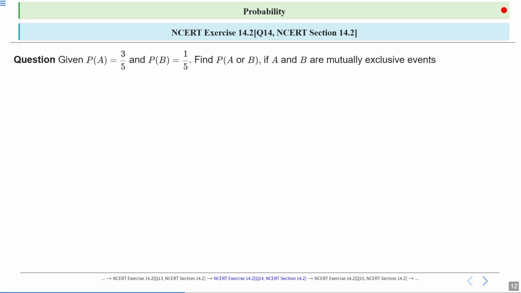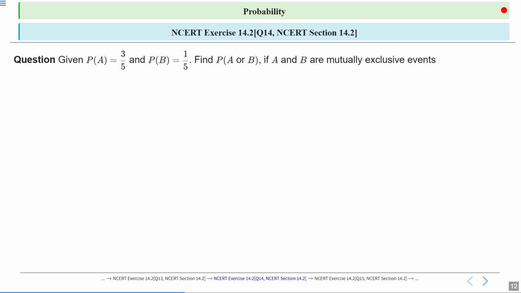So what does it mean, mutually exclusive events? We have already studied mutually exclusive events. If A and B are mutually exclusive events, then the intersection of the events A and B should be an empty set. That is, A intersection B is empty. Then A and B are called mutually exclusive events. Okay, so this is given to us.